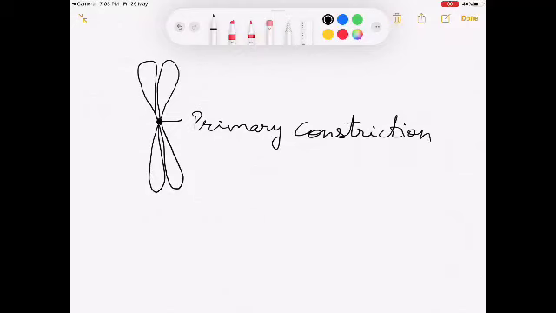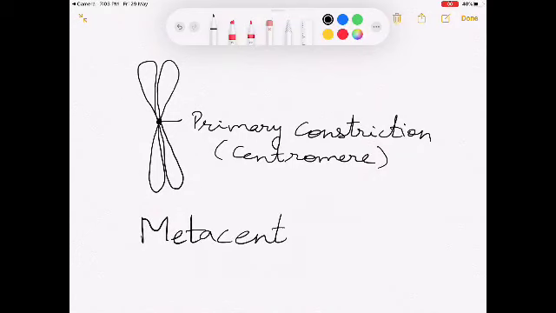When the centromere is present in the center, then this chromosome is named metacentric. Metacentric chromosome. This is the first name, the first category.